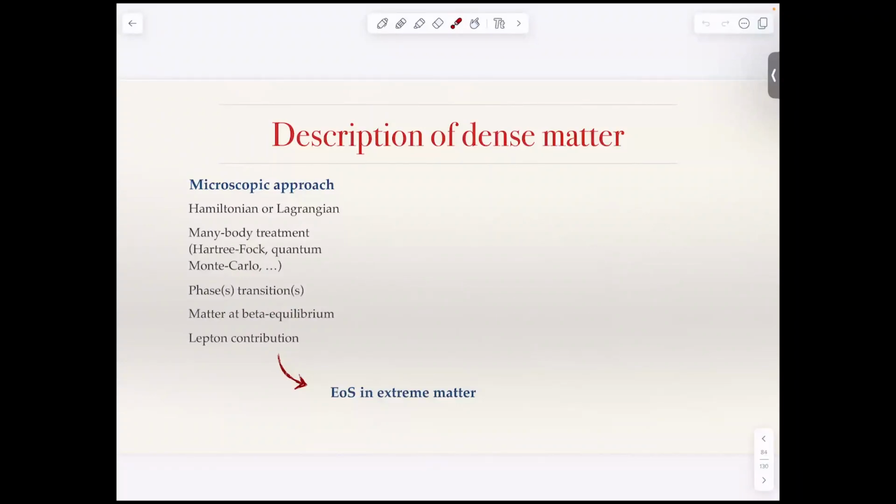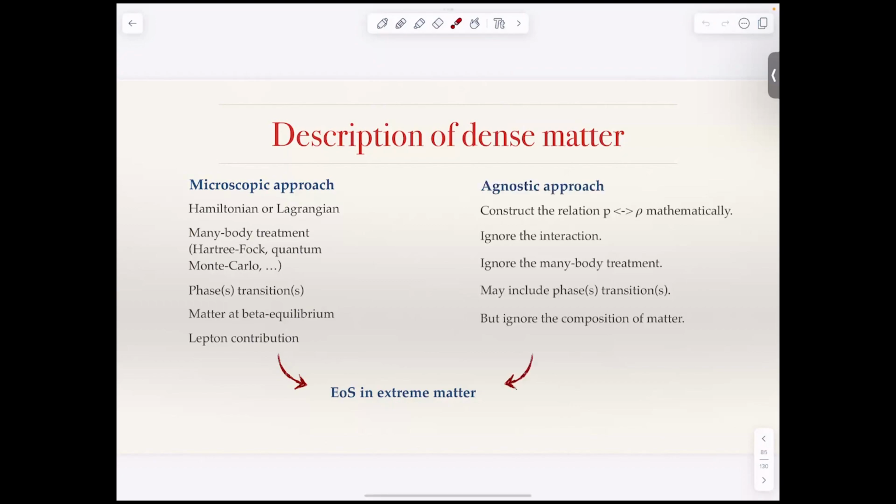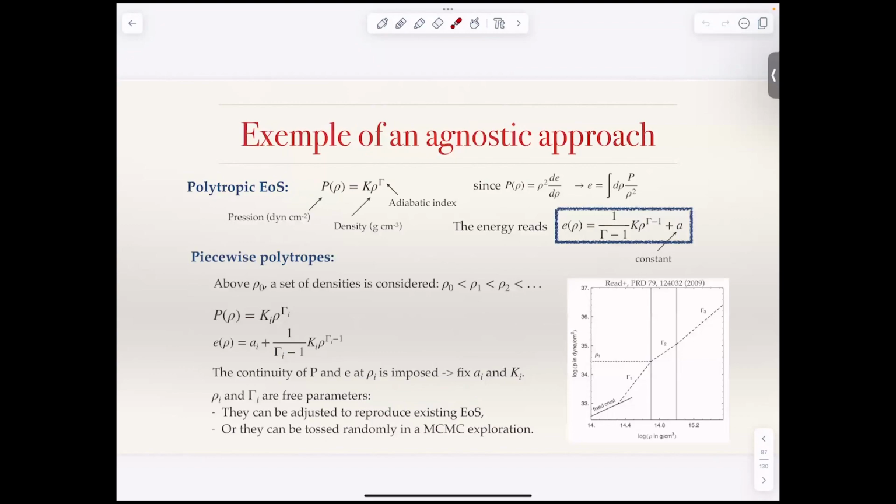Okay, I think we could continue with this lecture about the equation of state. Let me just remind where we stopped. So I think we stopped there.